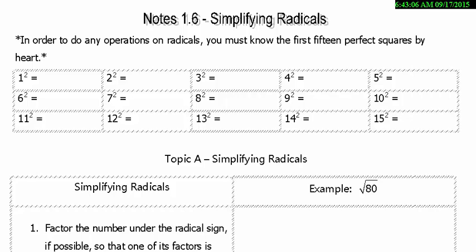You don't technically need to know only the first 15. If you know more than that, that is great. The more of them that you know, the better off you will be down the road. Okay, so let's start filling in all the perfect squares that we know.